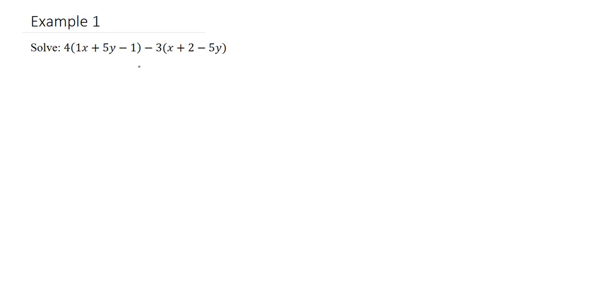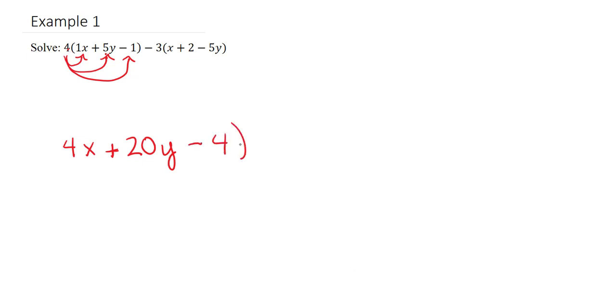There's nothing we can combine. So parentheses, and there's no exponents to solve for. So the next step would be to multiply or divide. We're going to multiply this 4 by every term inside. So what does that become? We have 4 times this 1x, so that's 4x. And then 4 times this 5 is 20y. And then 4 times 1 is just 4, so we have minus 4. We'll keep this all in parentheses.